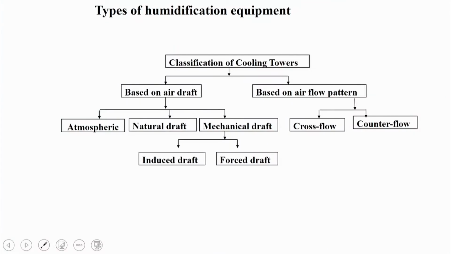Now, we will be discussing the types of humidification equipment. Based on the air draft, there are 3 different types of cooling towers: one is atmospheric, another is natural, and the third is mechanical draft. Based on the airflow pattern through the cooling tower, we have cross flow and counter flow. And in mechanical draft, we have 2 different types of cooling towers: one is the induced draft, another is the forced draft.